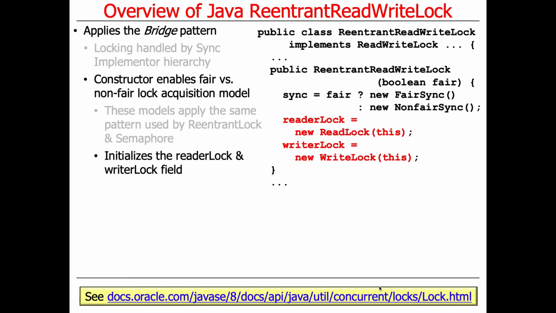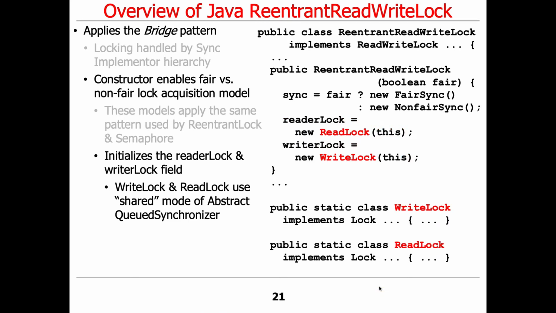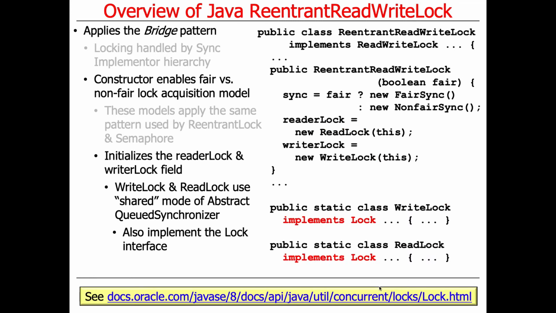The constructor also goes a little further and initializes the reader lock and writer lock fields. WriteLock and ReadLock, which are the types that these fields are based on, use the shared mode of the AbstractQueuedSynchronizer framework. And so that means that you can have multiple readers going simultaneously, but of course only one writer at a time. And as I mentioned before, WriteLock and ReadLock implement the Lock interface. So they end up with methods like lock, unlock, tryLock, and so on, that we've talked about earlier when we discussed the other locking mechanism, Java ReentrantLock.